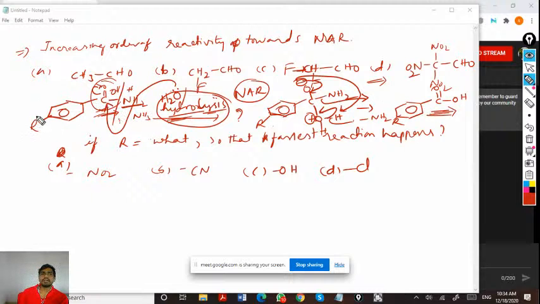If R is a withdrawing group, for example like NO2 and Cl, then it will be more stable to make an anion, as well as to stabilize the attack of the nucleophile, which decreases the electron density on the carbon. Okay.